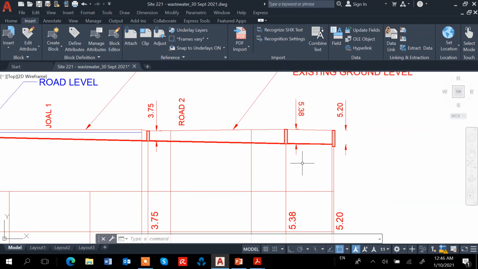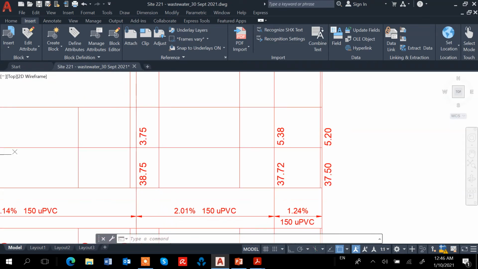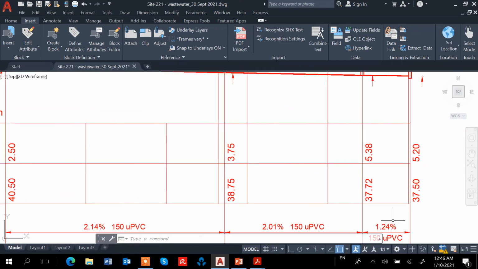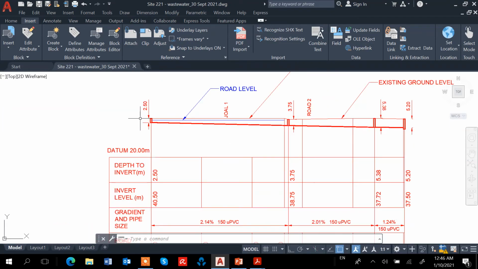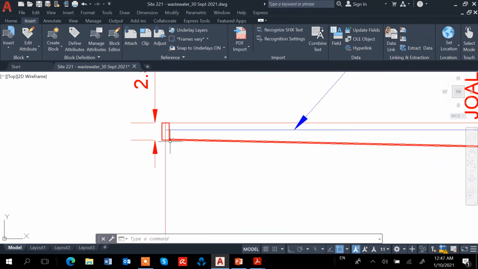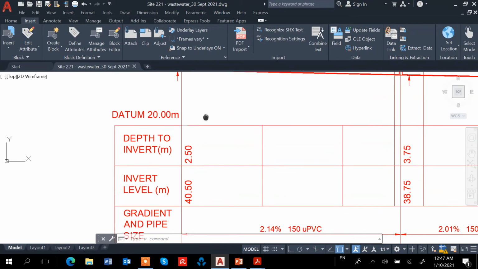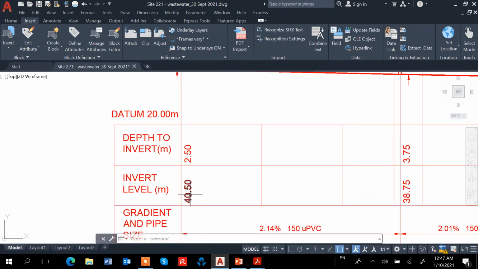Okay, so the gradient we keep between 1.2% and 4%, I think under 2%, above 1.2%. The other constraint is that it needs to be not too shallow, so we need to put it like 40.5.